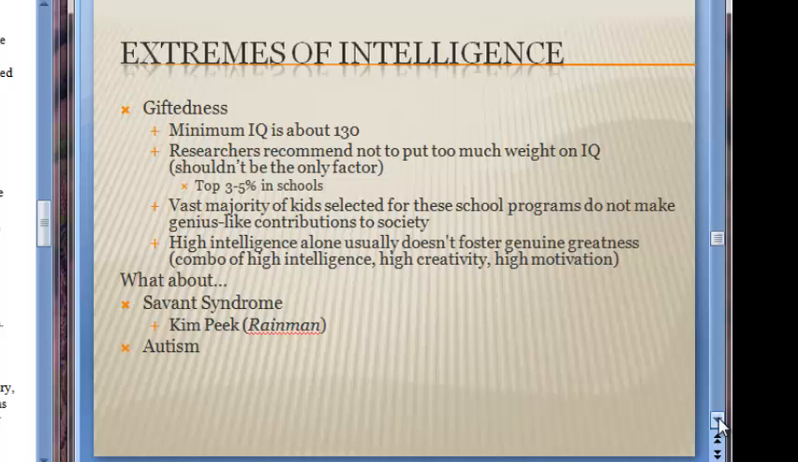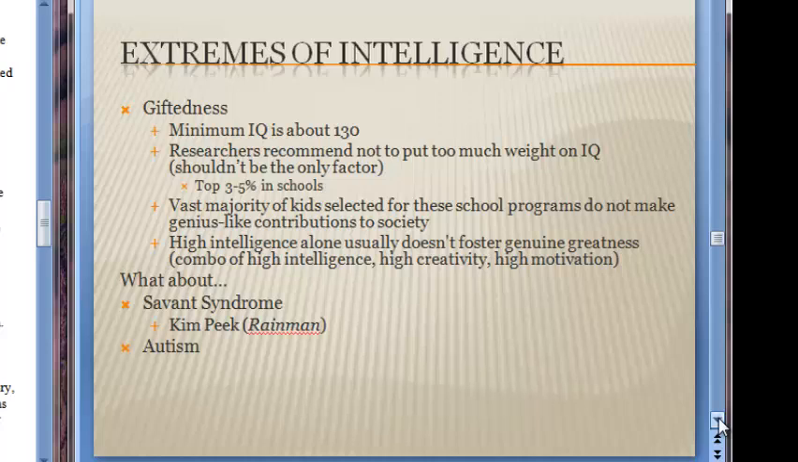And then I think that some of the rest of this is kind of interesting. A lot of the kids selected for these school programs don't actually make genius-like contributions. And it's because high intelligence alone usually isn't what makes us great. You need a combination of high intelligence, high creativity, and high motivation. And then also, I would just say, what about things like savant syndrome, which we talked about in the previous video, or autism, right? So these people might score low in intelligence tests and receive those low numbers, yet they are off the charts in some area like dates or math or something like that. So those are just things to keep in mind.